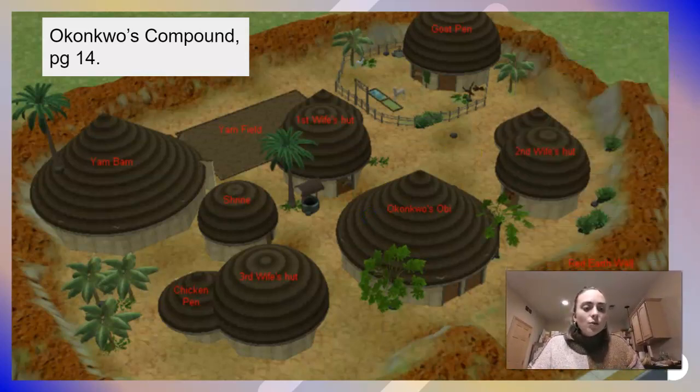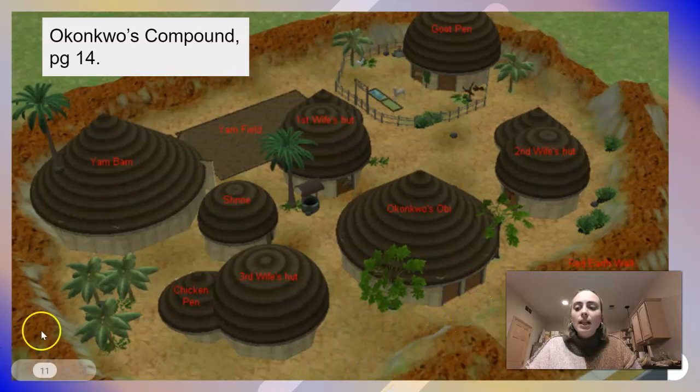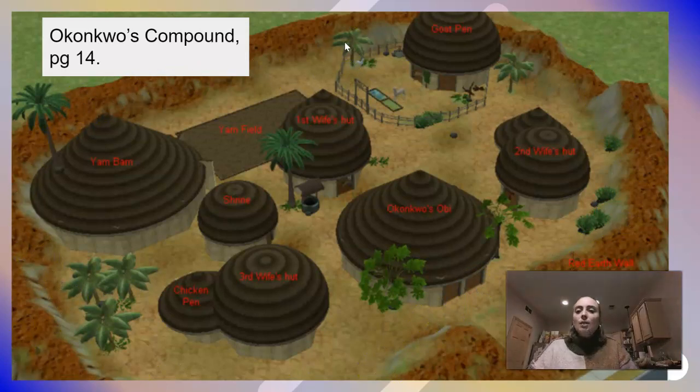Finally, this is just a visual of the compound that Okonkwo lives in. So he has a hut here, and the Igbo word is obi for hut. And then each wife has their own hut as well. You'll see the yam barn, the yam field, they have some goats, and then it's all enclosed with this red clay wall. So that is a visual for what you're going to see in the chapters. All right, so you should start reading chapters 1 through 4 and have your packets out so you can take notes as you read.